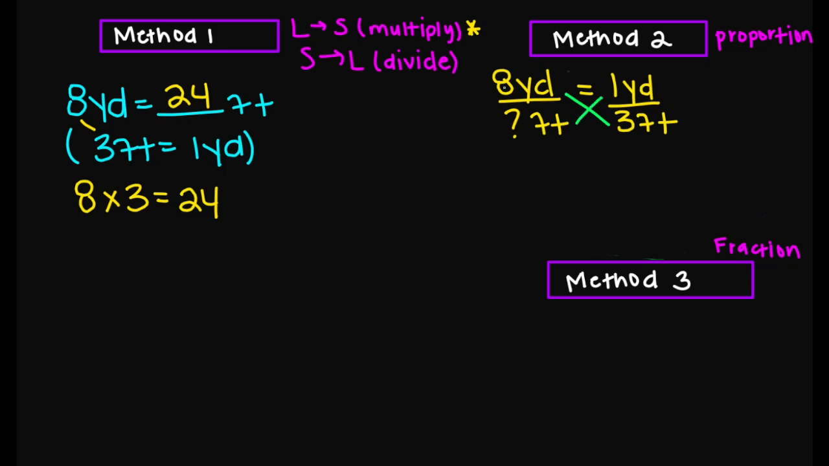So my left side, 8 times 3, is going to equal 24. And then you have 1 times x here. That's just going to equal x. So your final answer for method number 2 is going to be 24.